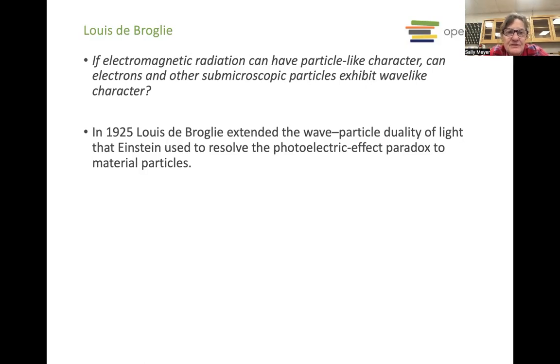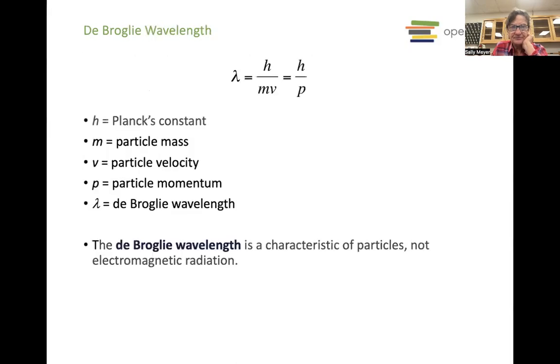Louis de Broglie was one of the pioneers. He started out and said, if electromagnetic radiation can have particle character, can electrons and other particles have wave-like nature? So we start with that idea, and he extended that to resolve the photoelectric effect. He just extended what Einstein said about light to particles.